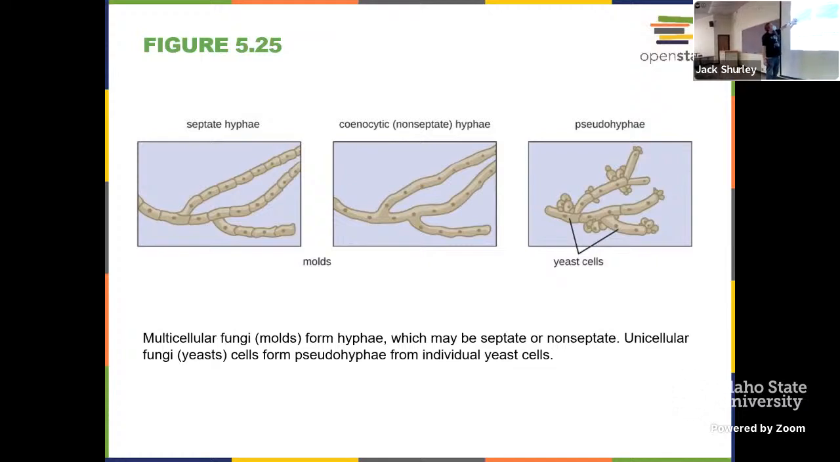The divisions we call septate, and then the cenocytic or non-septate, it's all a continuum, still separate nuclei in there, multinucleated, if you will, but you don't see individual divisions, right?